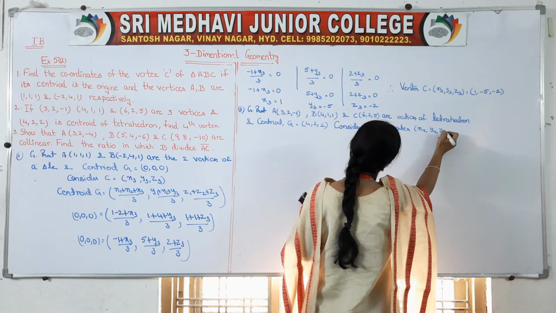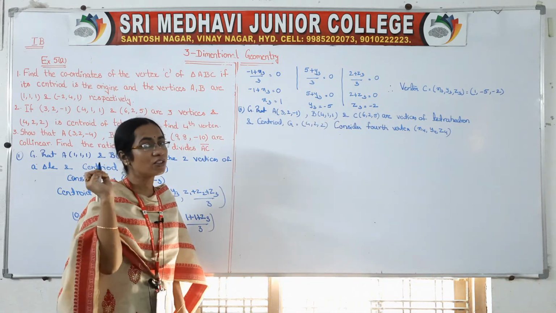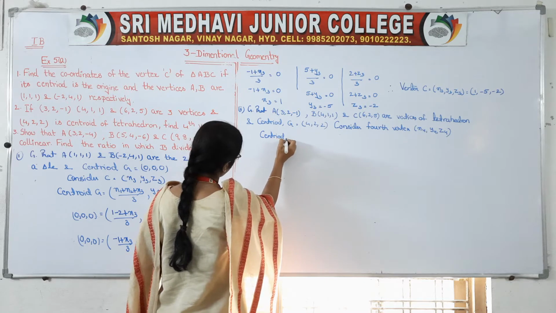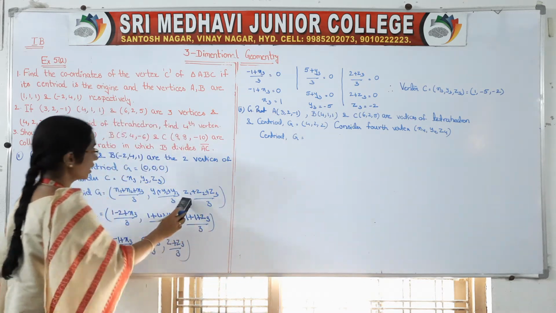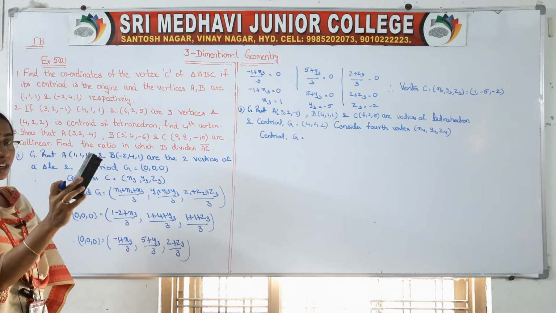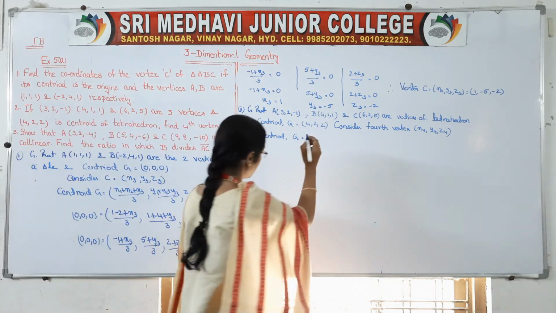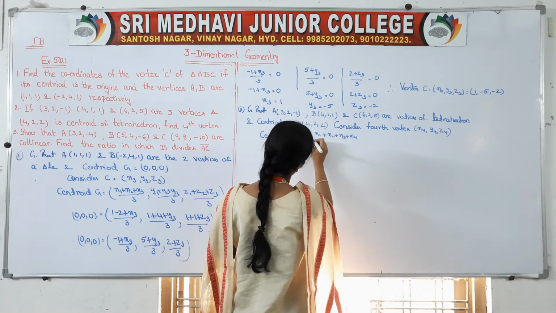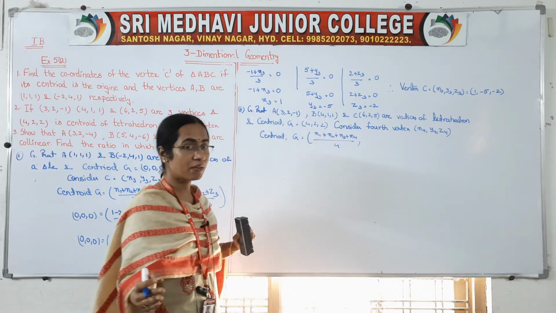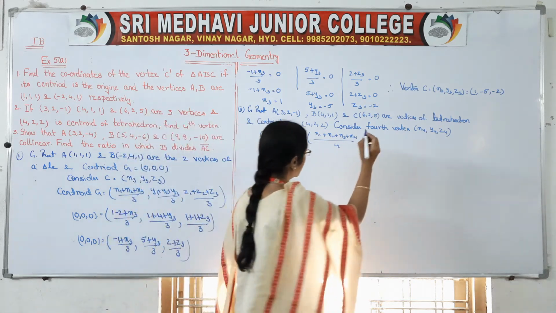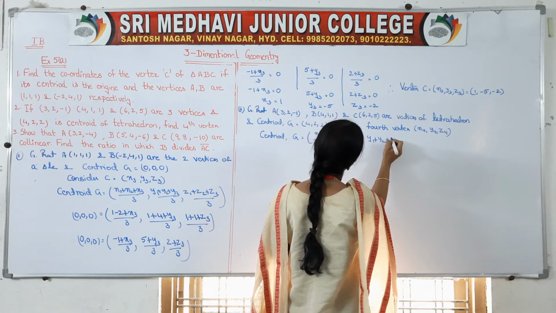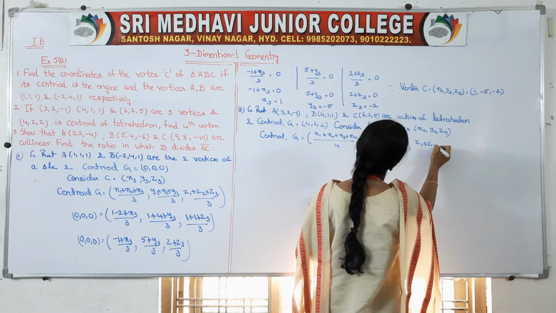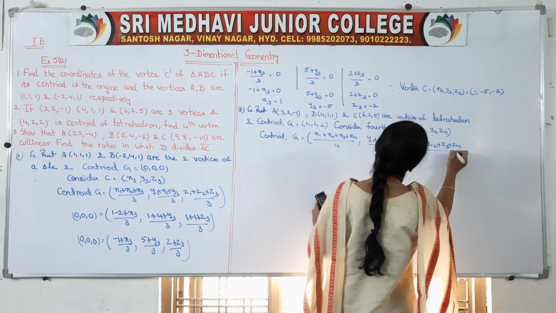X4, Y4, Z4. Now write the centroid formula of the tetrahedron. Previously we took the centroid of a triangle; now we are writing the centroid of the tetrahedron. What is the formula? It is (x1 plus x2 plus x3 plus x4) by 4. Four vertices, no? Triangle has 3 vertices, tetrahedron has 4 vertices. Next, (y1 plus y2 plus y3 plus y4) by 4. Next, (z1 plus z2 plus z3 plus z4) by 4.